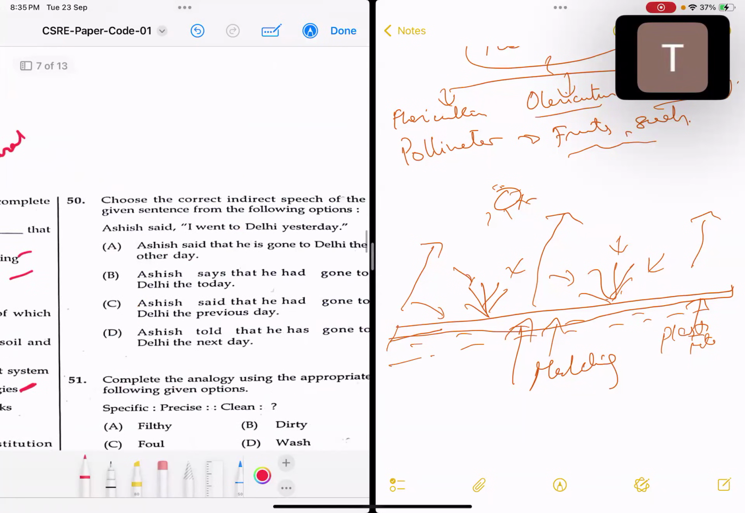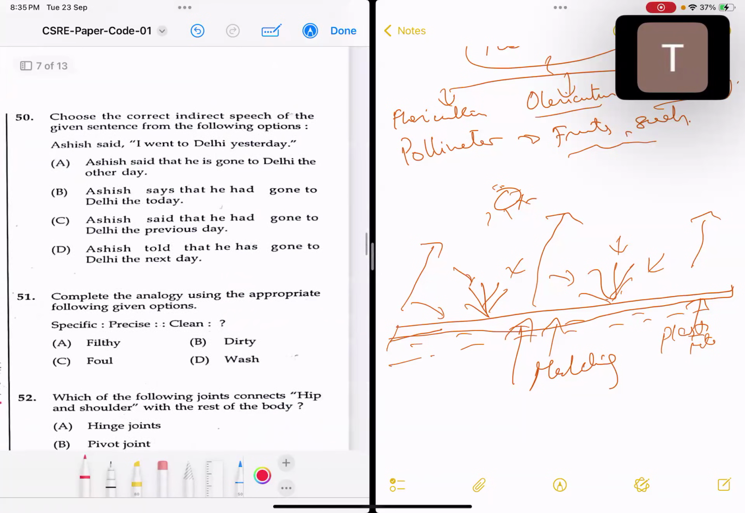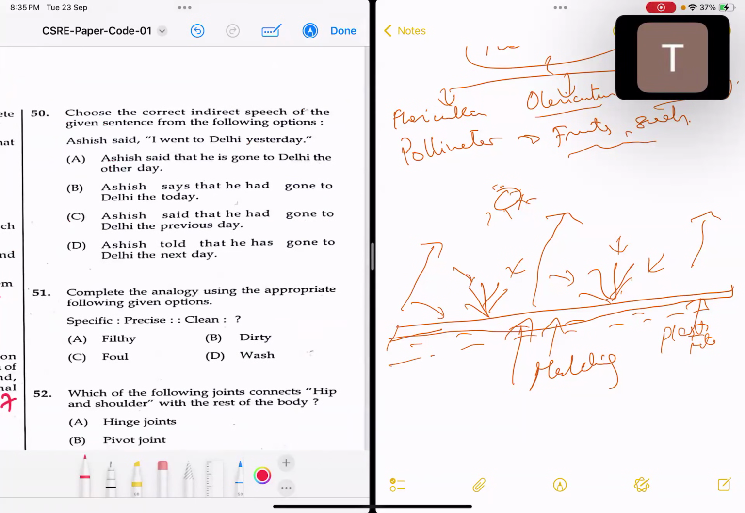Let's go to question number 50. Ashish said, I went to Delhi yesterday. Now we have to change it from direct to indirect speech, right? Ashish said will become Ashish said only, right? So all of this is correct. So this is wrong. It says Ashish said. So this is also wrong. It cannot be told, right?